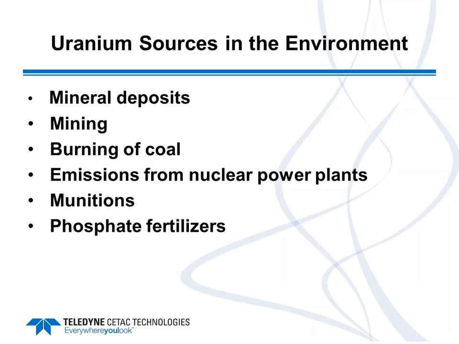Sources of uranium in the environment, again, include the leaching from mineral deposits, mining of uranium, burning of coal, emissions from nuclear power plants, munitions, for example, depleted uranium that is used in these munitions, and phosphate fertilizers because of the affinity for uranium to combine with phosphate.